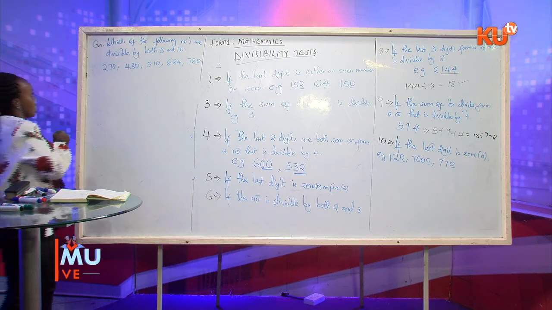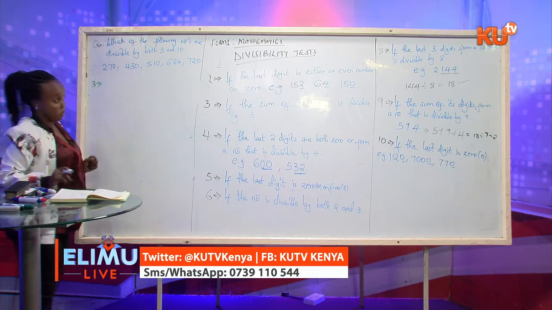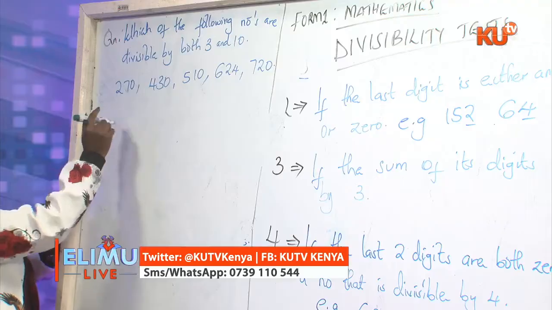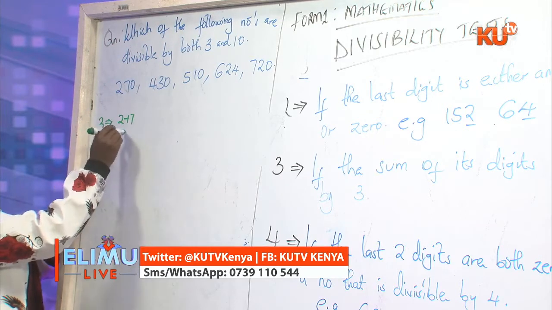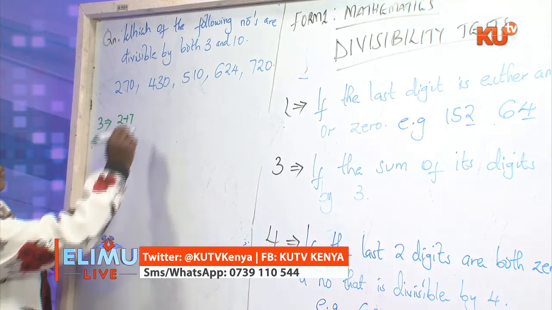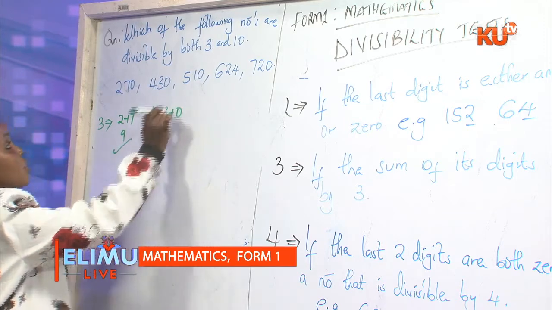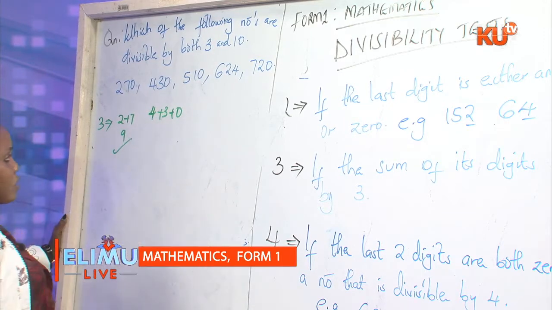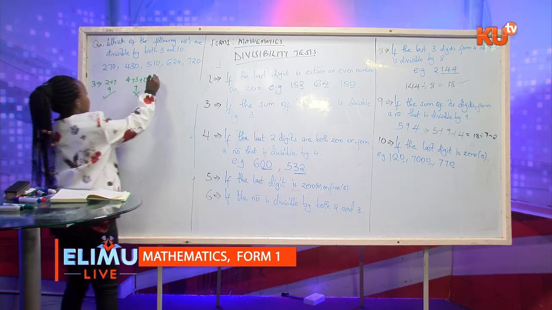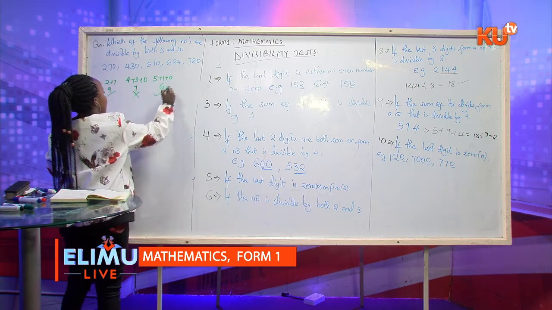We are going to test whether they are divisible by both 3 and 10. So we start with 3. The divisibility test for 3 was that a number is divisible by 3 if the sum of its digits forms a number that is divisible by 3. So we start with 270. This is 2 plus 7, which is 9, meaning that this number is divisible by 3. The next one, 430, is 4 plus 3 plus 0, which gives us 7. 7 is not divisible by 3. The next one is 510: 5 plus 1 plus 0 is 6. 6 is divisible by 3.